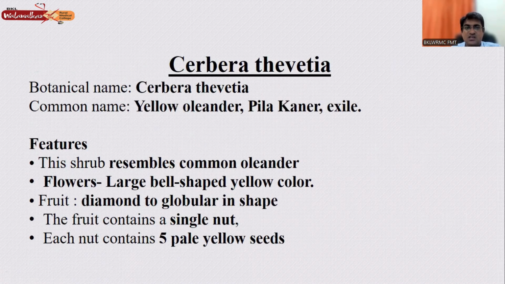The next poison is Cerbera thevetia. This is the botanical name given to yellow oleander, or it is also called pila kaner in local language. The features: this shrub resembles the common oleander. Flowers are large, bell-shaped, and yellowish in color. The fruit is diamond-shaped or globular. This fruit contains a single nut, and this single nut contains 5 yellow seeds.